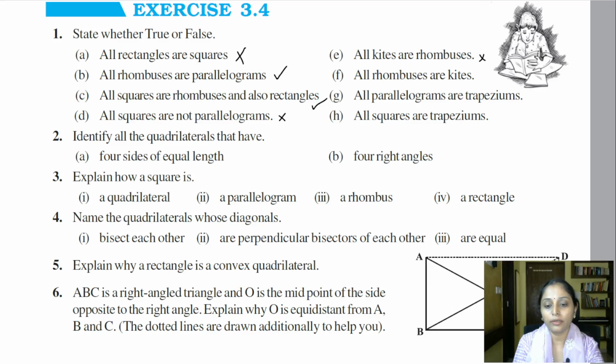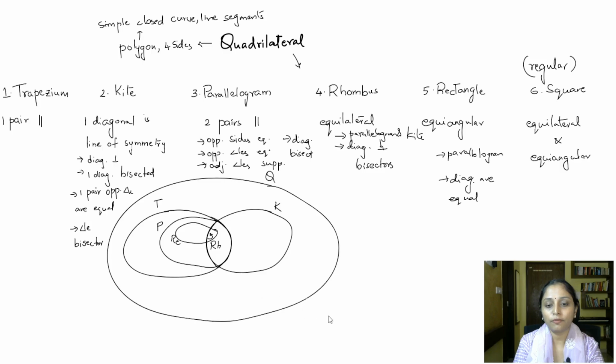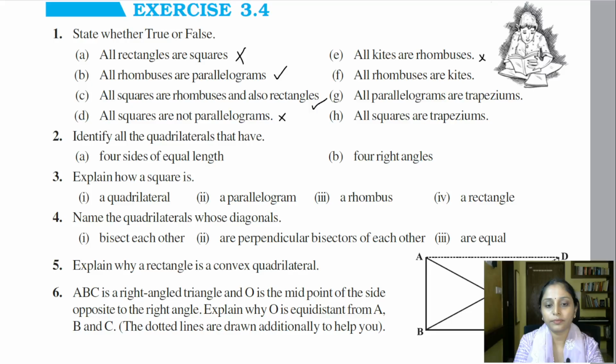If you look at the set of kites, this is a bigger set compared to the set of rhombus over here. Okay. Therefore, all rhombus are kites, but all kites are not rhombus. Therefore, this statement is false. Next, all rhombus are kites. Now, this is true. Just now we discussed.